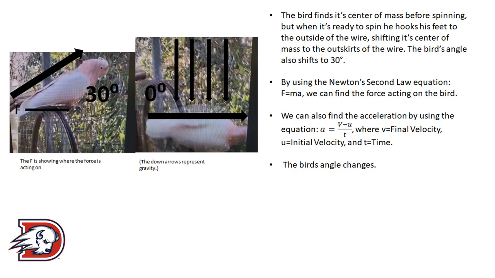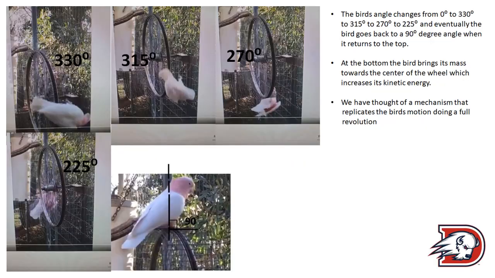Gravity at this point becomes another force pushing the bird into its spin. The bird's angle changes from 0 degrees to 330 degrees to 315 degrees to 270 degrees to 225 degrees, and eventually the bird goes back to 90 degrees when it returns to the top.